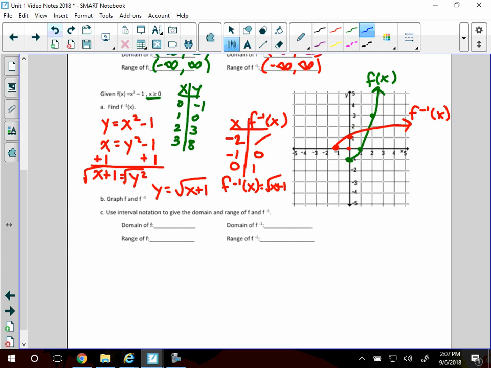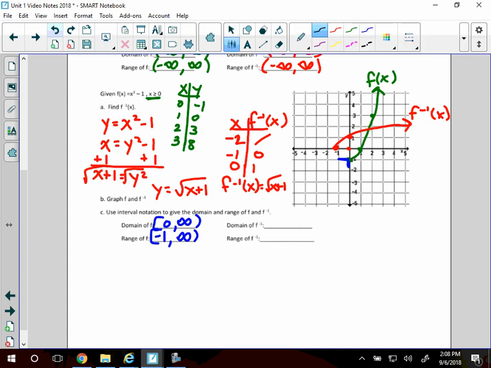All right, domain of f. So that's all the x values. Okay, so I start in an x value here of 0. I'll have brackets there. And then that f of x function, the green one, goes all the way to the right. So that will be infinity. The range of f, so now I'm looking at my y values. My smallest y value here is at negative 1 with brackets. And then it goes all the way up forever. That's positive infinity.